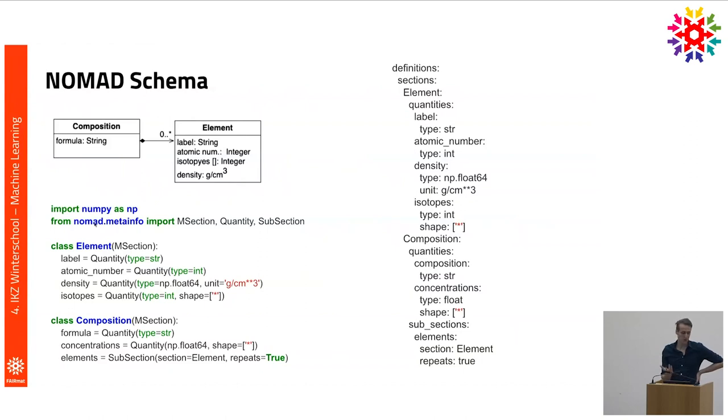Here in NOMAD, we have this way of writing schemas in Python, where we define classes to write down the concepts. This example here would look something like this. For each of these concepts, we have a class: a class for element and a class for composition. Within each class, we define the various properties that are notated here. In NOMAD, there's this particular library where we get things like quantity from, and this inherited class here. But basically, we just use the Python syntax to describe our schemas.